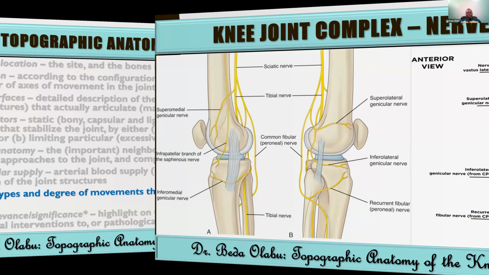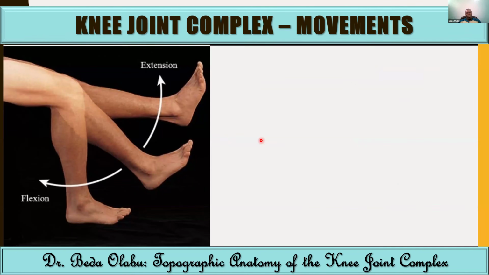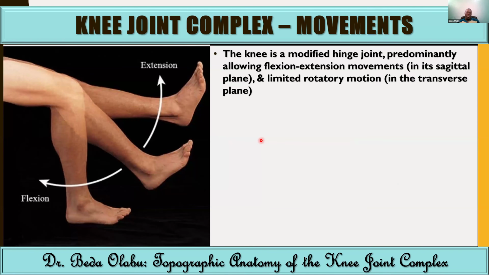Let's finish with the mobility. So the knee, as we've already agreed, is a modified hinge joint, predominantly allowing flexion and extension movements. But we've also mentioned that at mid-flexion, the knee can allow some rotation movements.